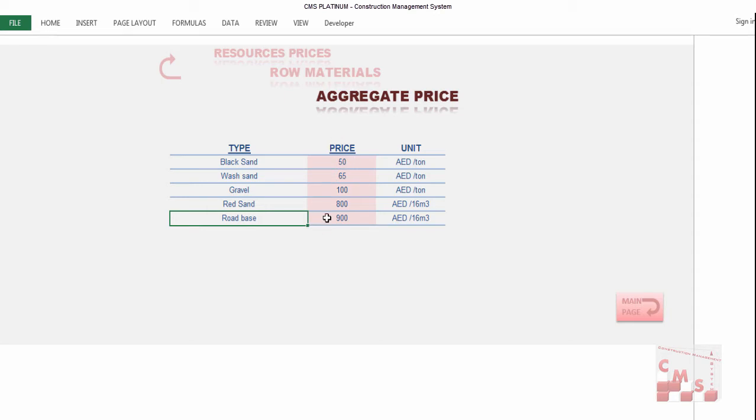You will add the prices here according to these units. This unit is not to be changed, so you consider here the price per ton for black sand, the price also per ton for wash sand, price per ton for the gravel, and the price for one truck which is 16 cubic meters. You will put the price here. Also for road base you will put the price for one small truck which is 16 cubic meters.